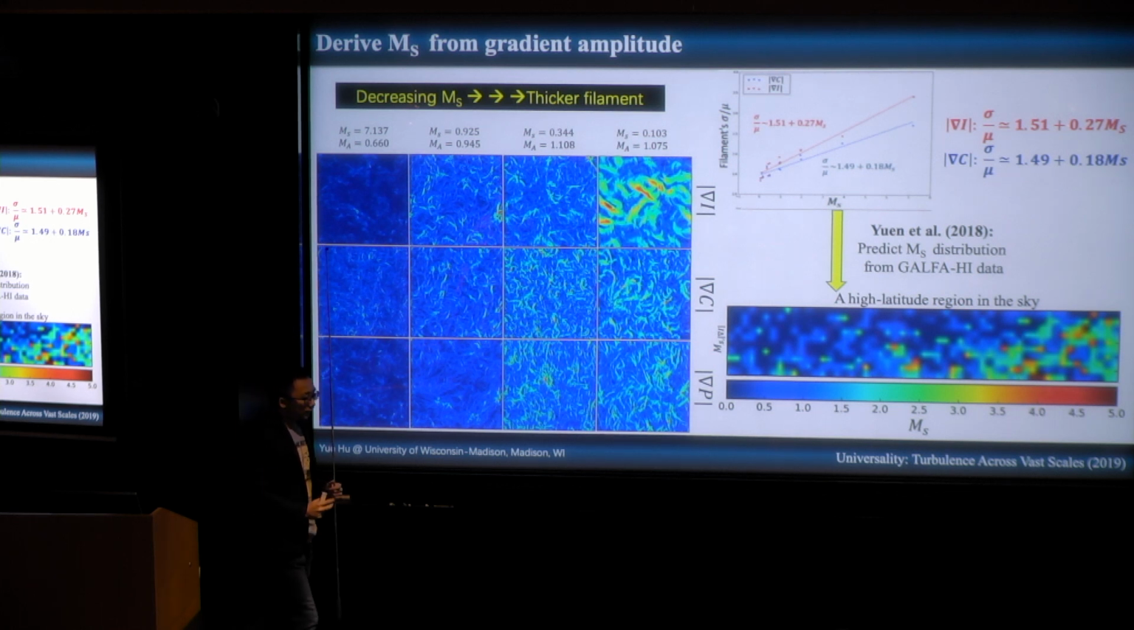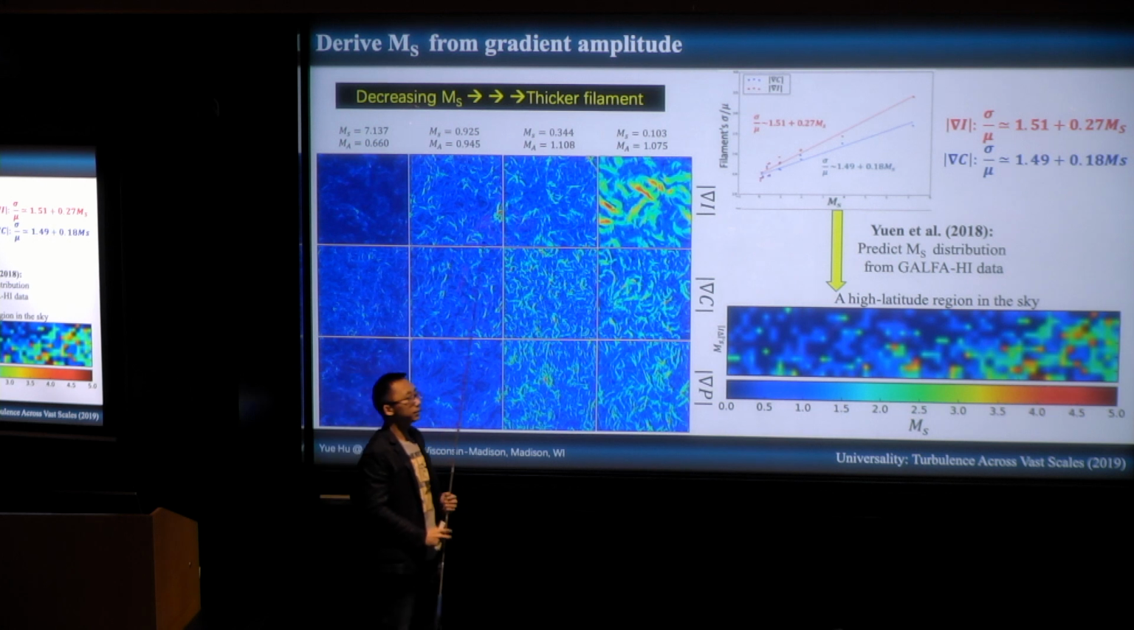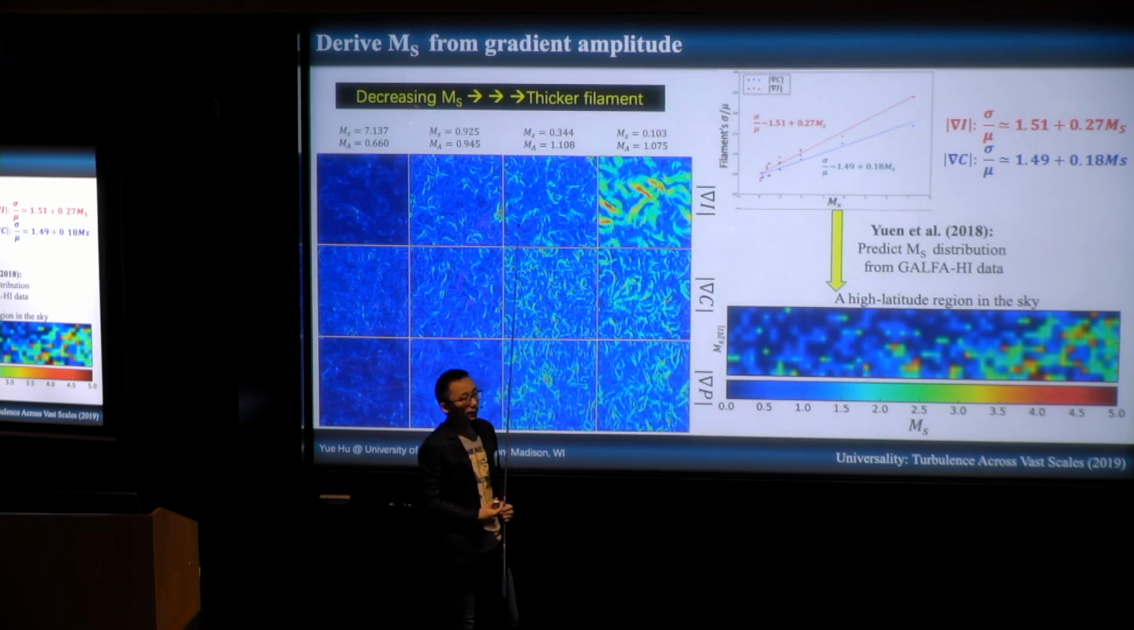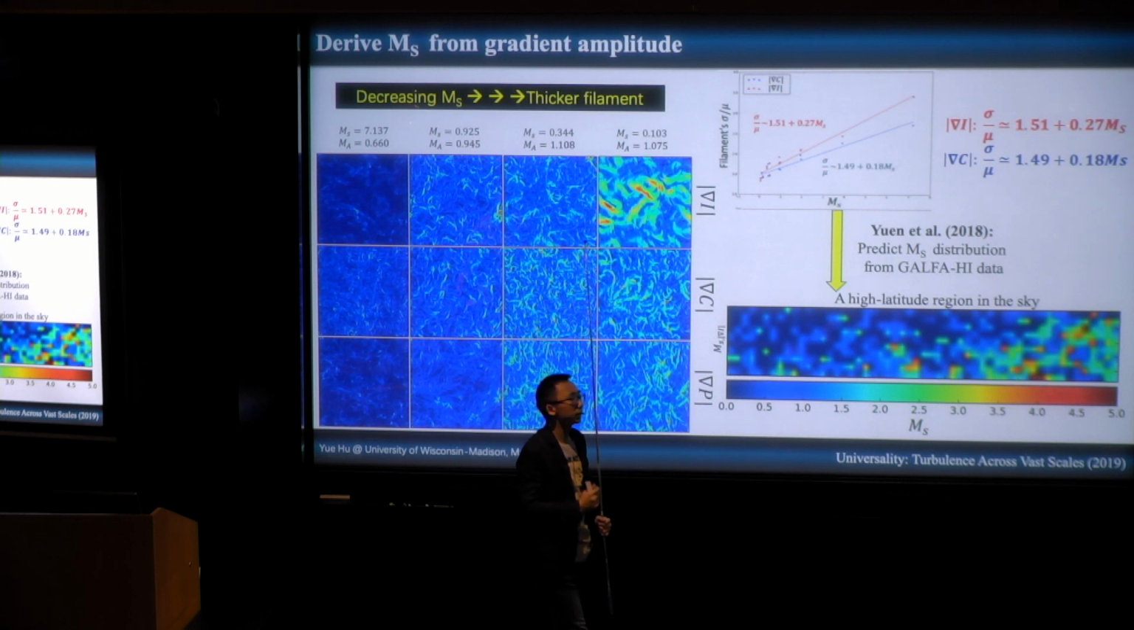And this is also true for the intensity gradients, velocity gradients, and the polarization gradients. Similar to the calculation of MA, we still find there exists a correlation between sigma, the dispersion of the gradient amplitude, and mu, the mean value of the gradient amplitude. There exists a correlation between Ms and these two values. And from this formula, we can then predict the sonic Mach number distribution in the sky.